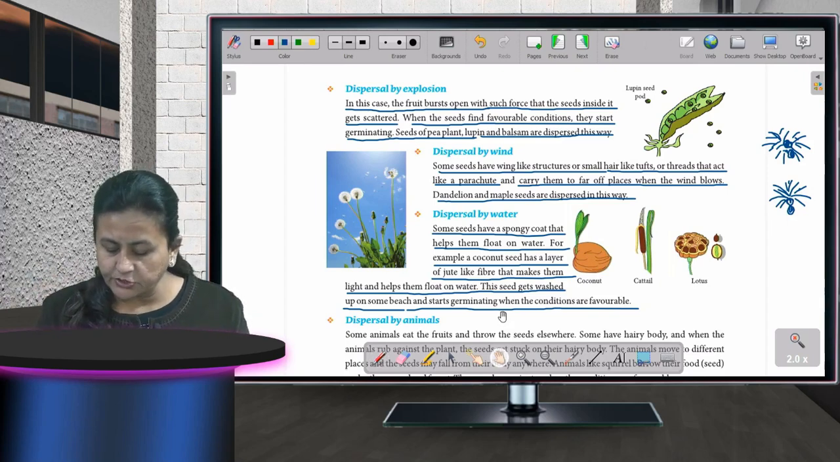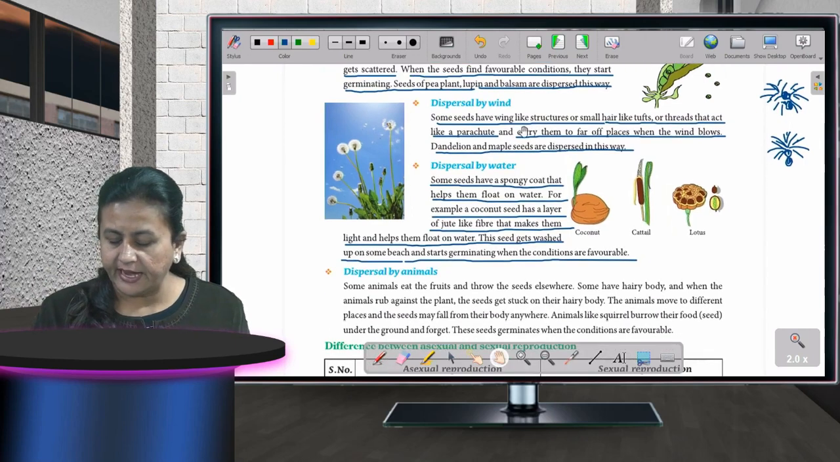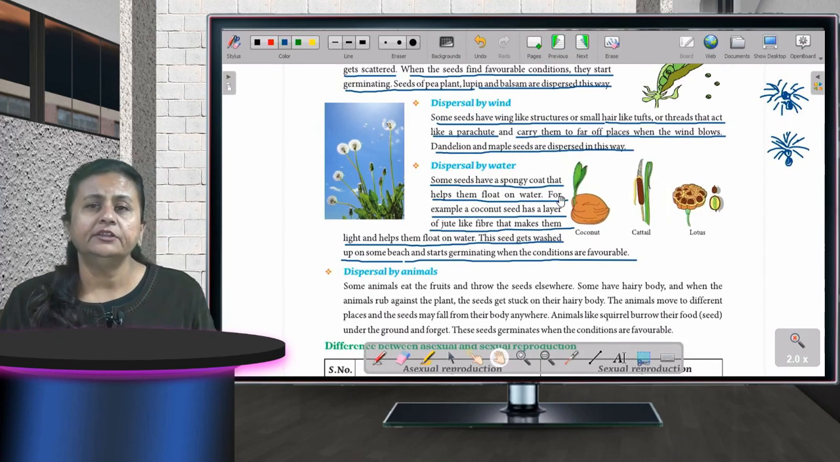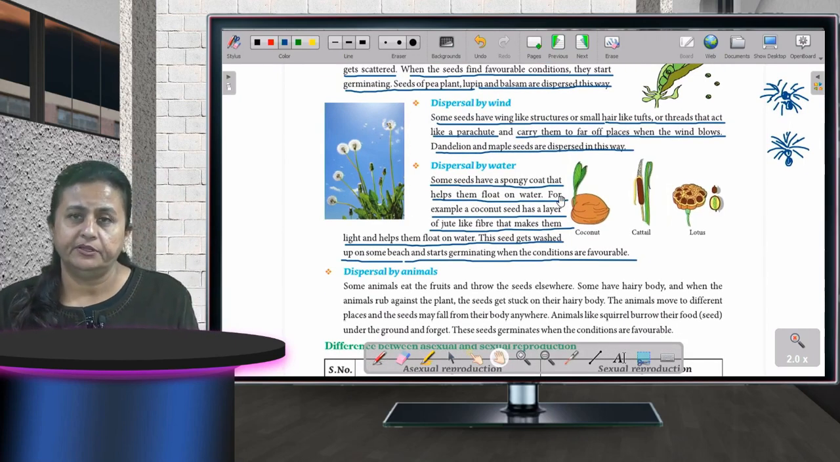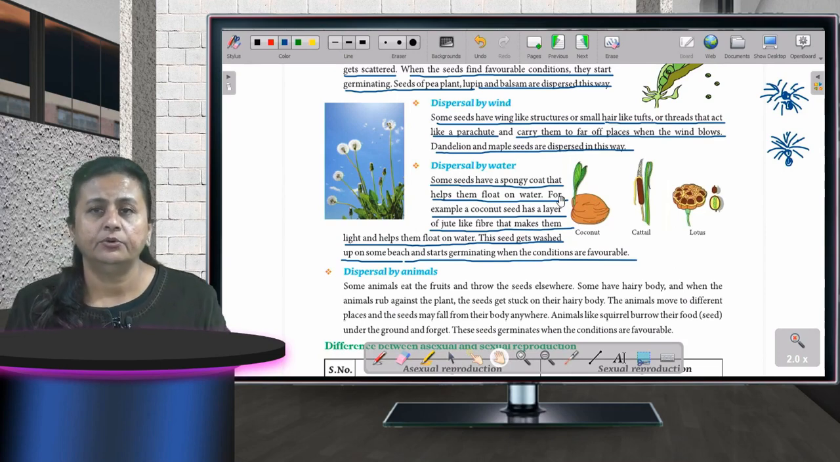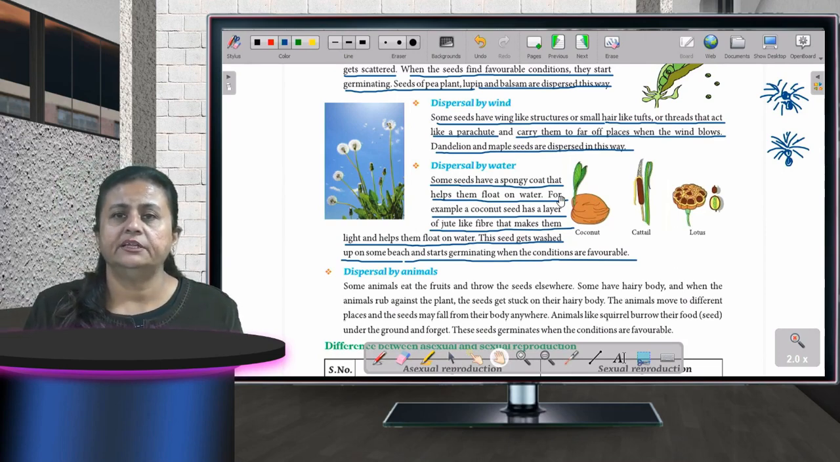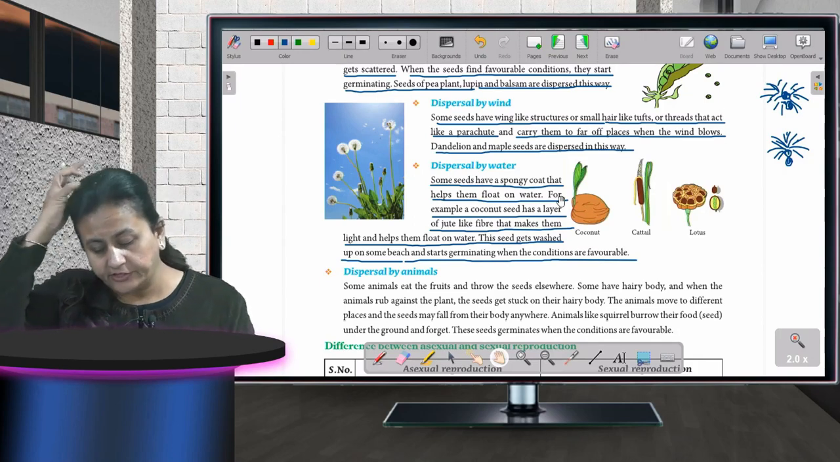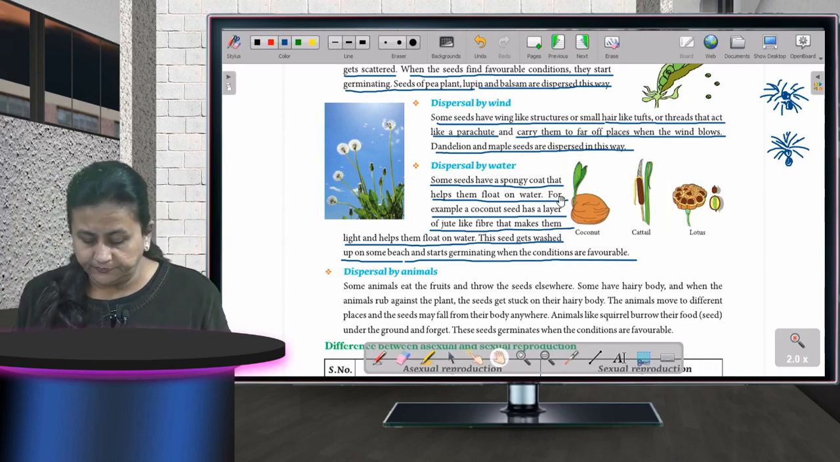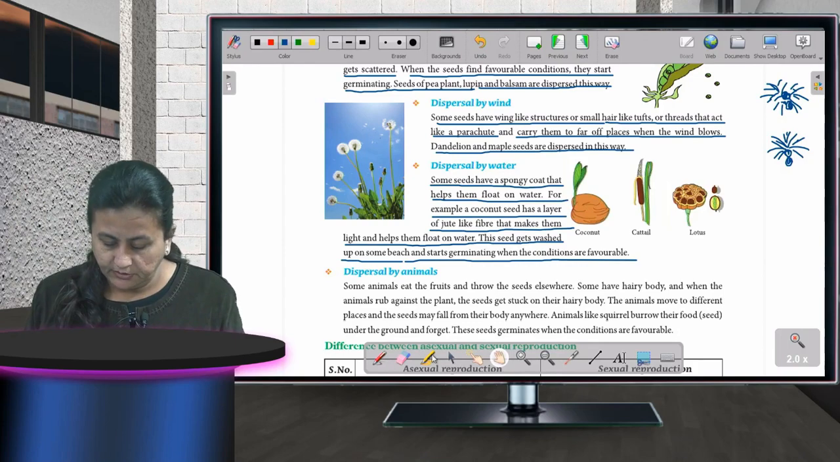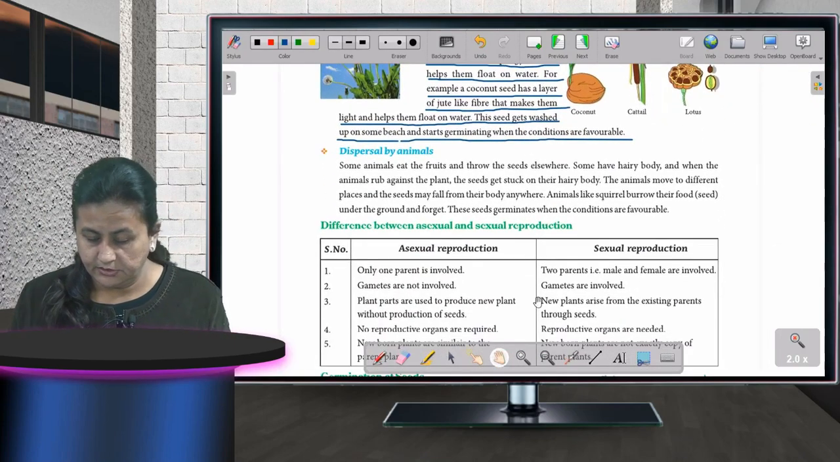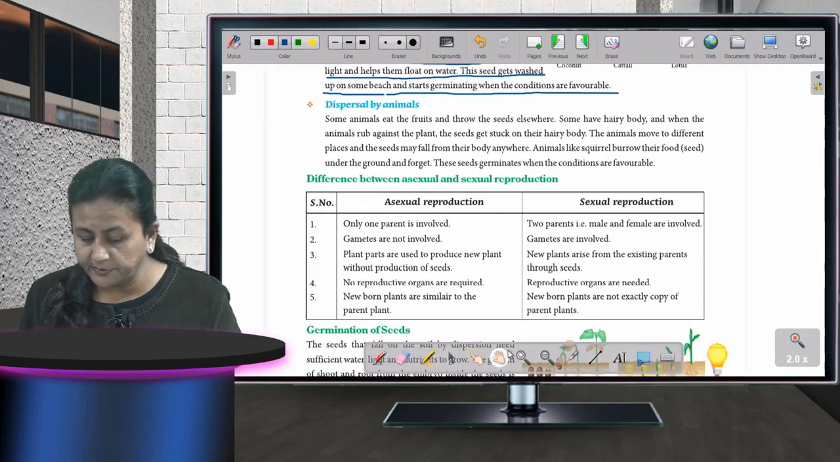Now the last one is dispersal by animals. Children, there are many animals which graze. If I talk about cow, all grass-eating animals are there. If I talk about insects also, there are a few insects which sit on the flower and collect nectar. See, dispersal by animals.